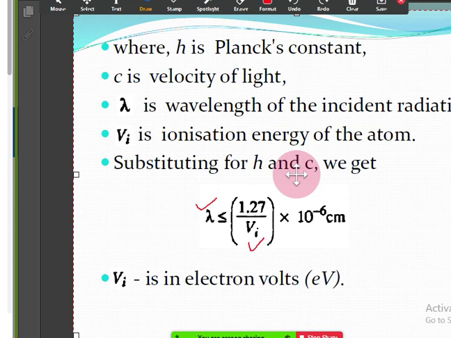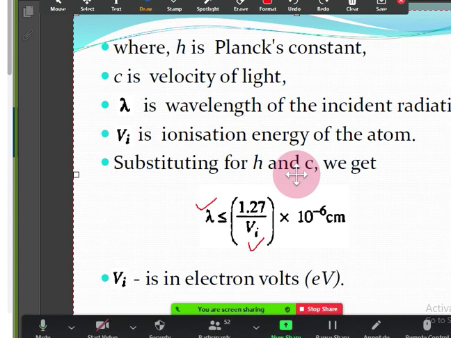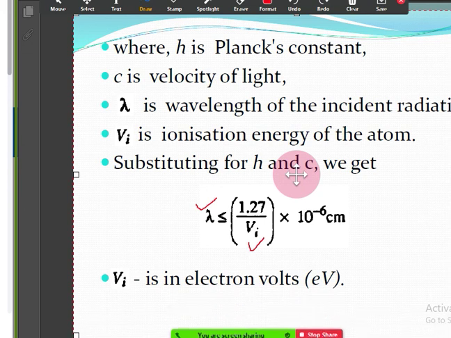Ionization potential depends on the type of atom. It is like a breakdown voltage. If you take a silicon diode, it has one breakdown voltage; if you take a germanium diode, it has a different breakdown voltage. Similarly, this ionization potential depends on the type of gas. If the gas changes, the ionization potential will change.